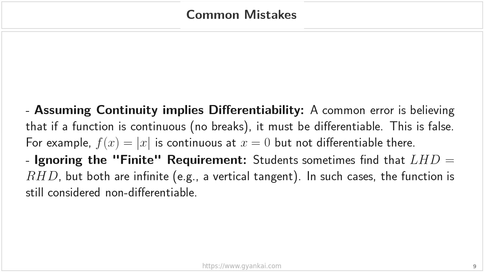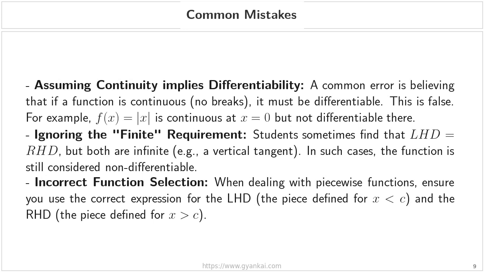Second, do not ignore the requirement that the limit must be finite. In some cases, you might find that the left-hand derivative and the right-hand derivative are equal, but both are infinite. This typically occurs when the graph has a vertical tangent. Even though the two sides match, because the result is not a finite number, the function is still considered non-differentiable at that point.